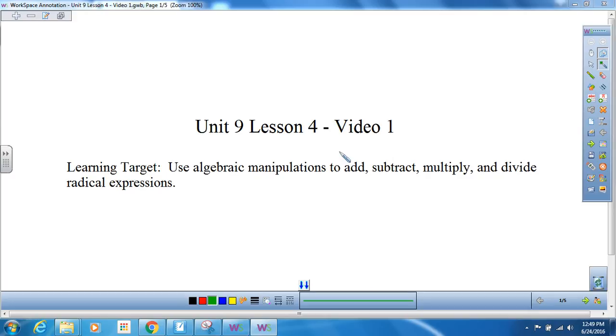This is video 1 for Unit 9, Lesson 4. What we're going to start working with, we're still simplifying radicals, but we're going to look at dividing. We're going to look at what's called rationalizing the denominator.